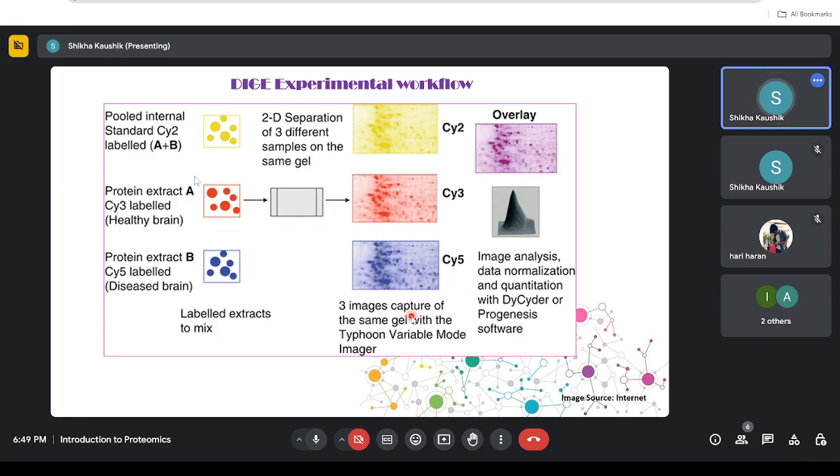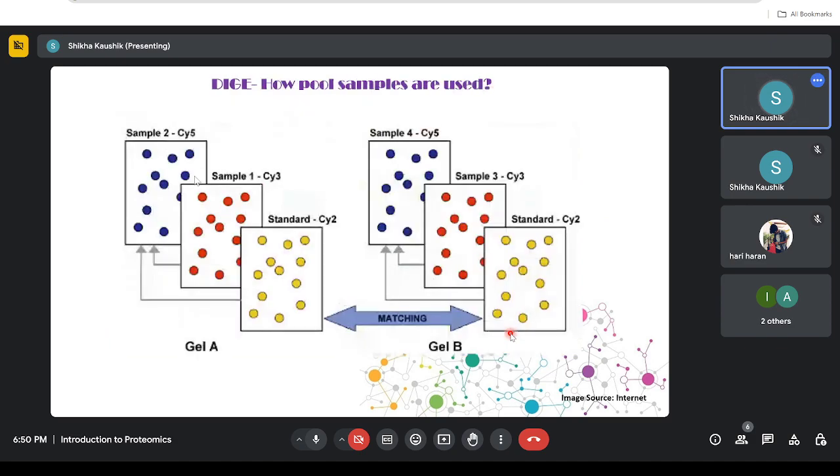the same gel with the different fluorescence give you the exact effect of the different extracts. And then you can overlay and get to know what all proteins are present in each of the samples, specific to each sample as well as common to these samples. So this is just the same thing.